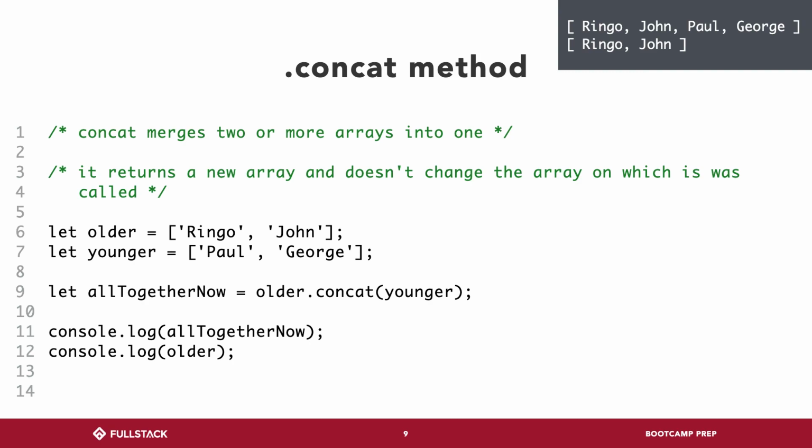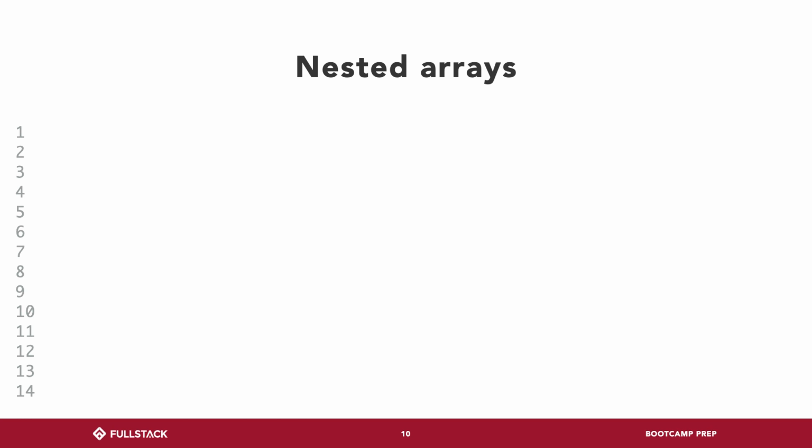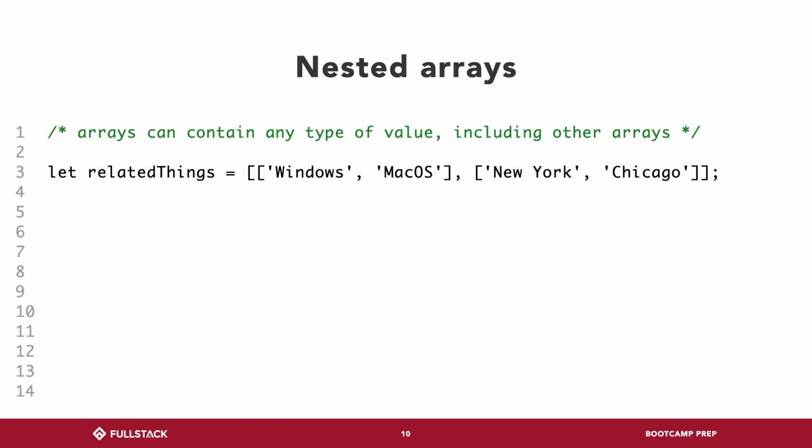So how would you flatten the array if it was like Ringo, array John, George, and Paul? That's a different array? You would have to write a function, a special function to do that. Any questions on concat? Concat. Cool.